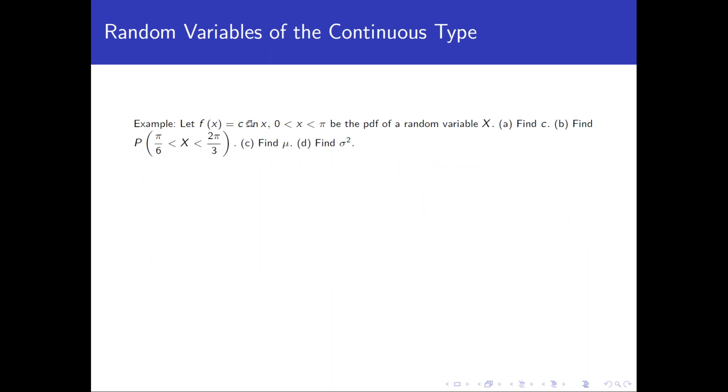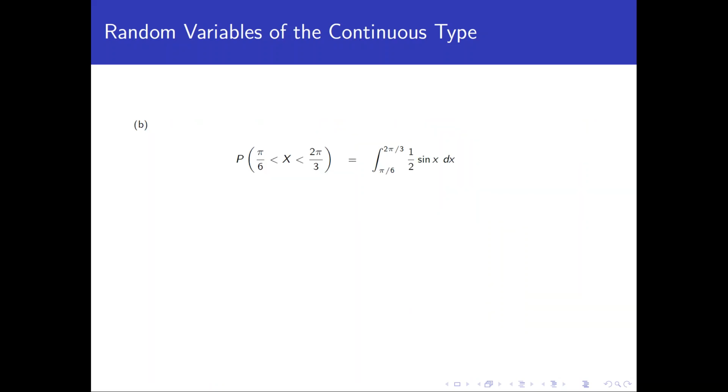Okay, so let's do an example. Let's say we have this PDF that's a constant c times sine of x. We're first going to find c if x is defined between 0 and pi. Then we'll find the probability between pi over 6 and 2 pi over 3, and we'll find the mean and the variance. First, find c. When we integrate over the support for our PDF, we have to get 1. The antiderivative for sine is negative cosine. Plugging in, we get 2c equals 1, so c has to be a half.